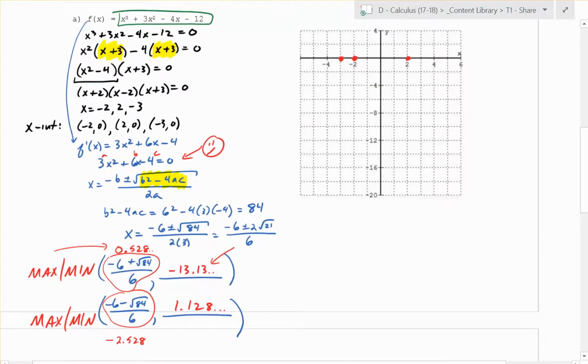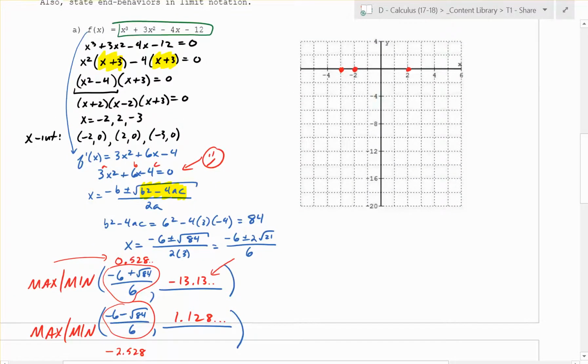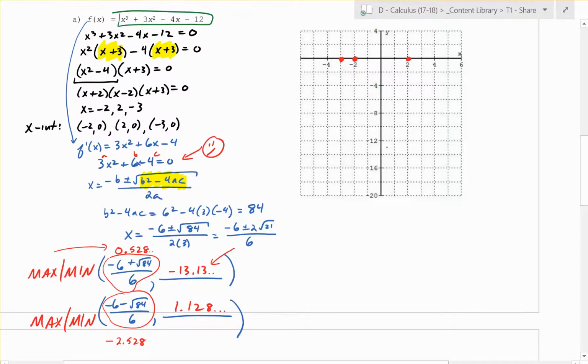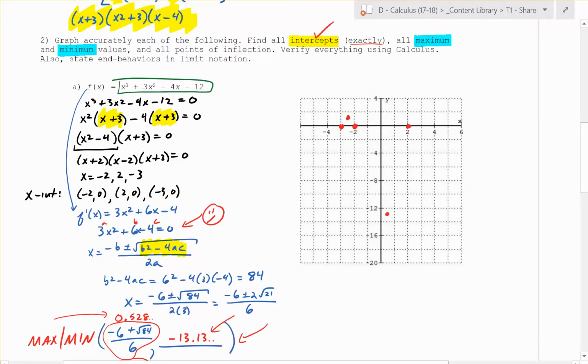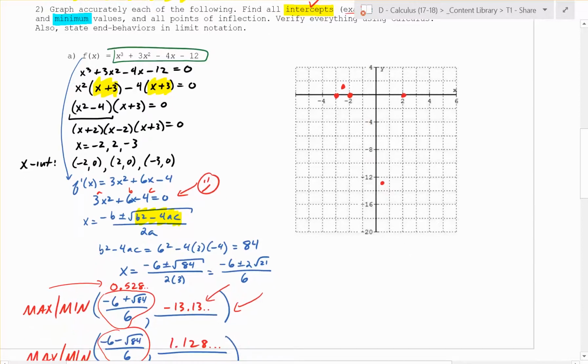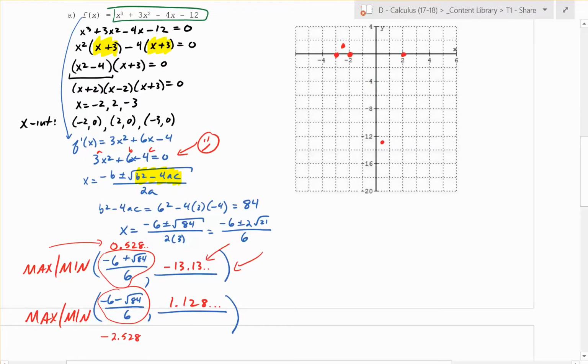If we plot them, we're at 0.5 and negative 13. So 0.5, negative 13 is right about here. So that's this first point, I just plotted it. And then you're at negative 2.5 and it's 1.1. So right about here. So I just plotted those points. We don't know if they're mins or maxes. We can suspect, but we're not sure.